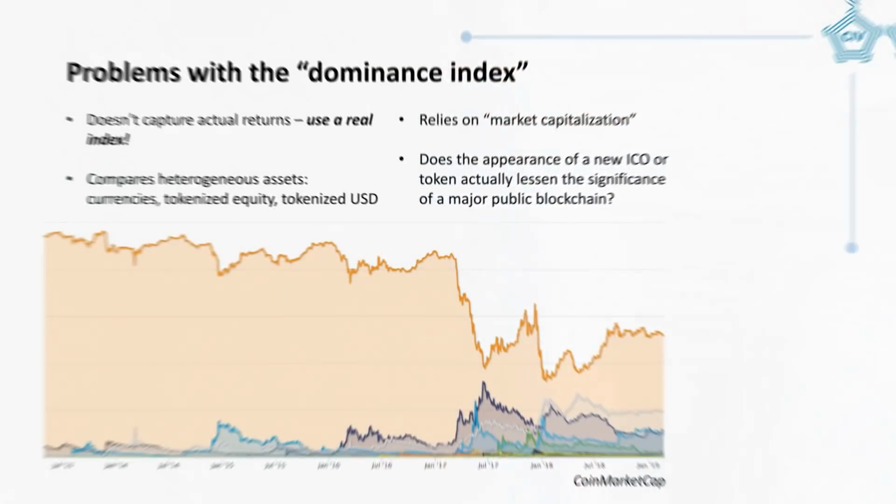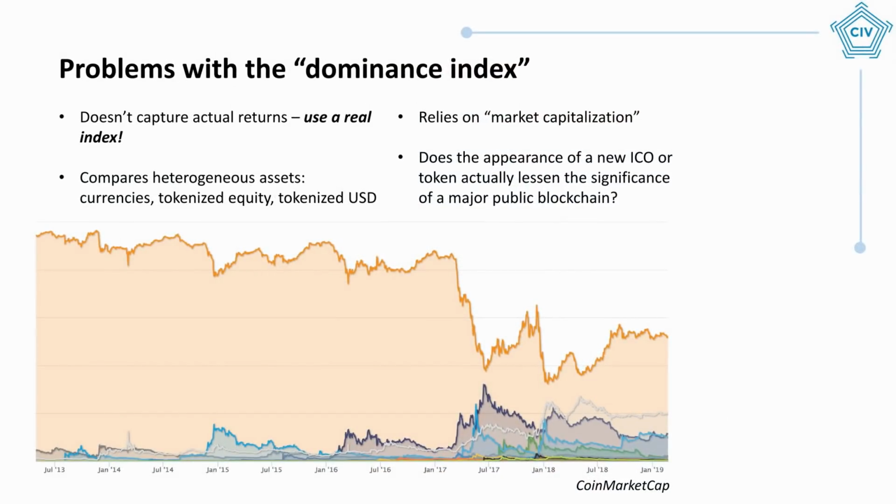The other issue is that the dominance index relies on market capitalization, which is a concept borrowed from equity land, which has been ported over to crypto, which potentially is not the most appropriate concept to be using in this context. So I'll go into that a little bit. So market cap, very popular, CoinMarketCap, the most popular website everybody uses in crypto land, of course has many deficiencies, and I'll just go into a couple of them here.